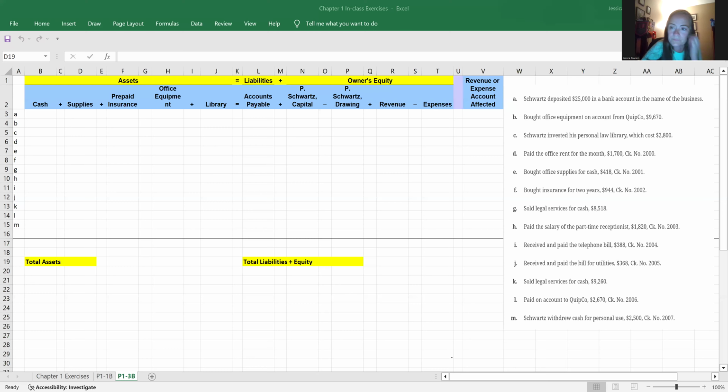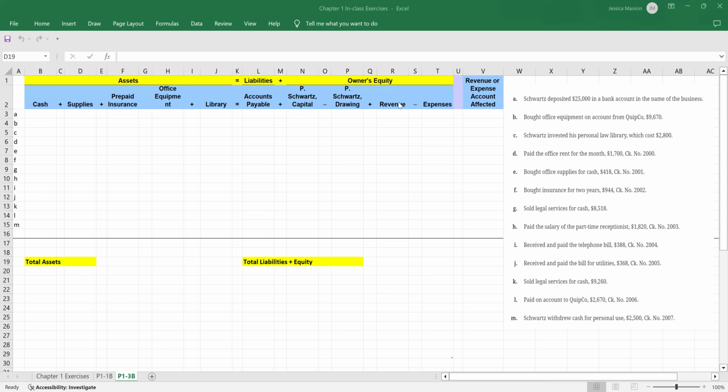So I'm going to share my screen with you and get this Excel file pulled up. Again, this is the chapter 1 in class Excel exercises file, and we've got it set up here for this problem. This is problem 13B, and it is a law firm. The problem is on page 45 of our textbook.